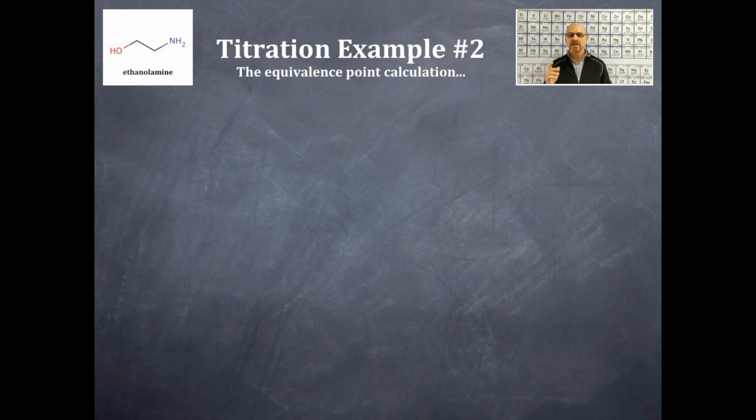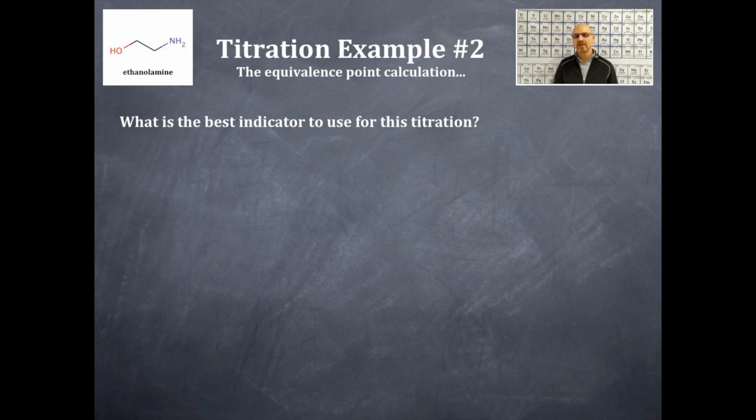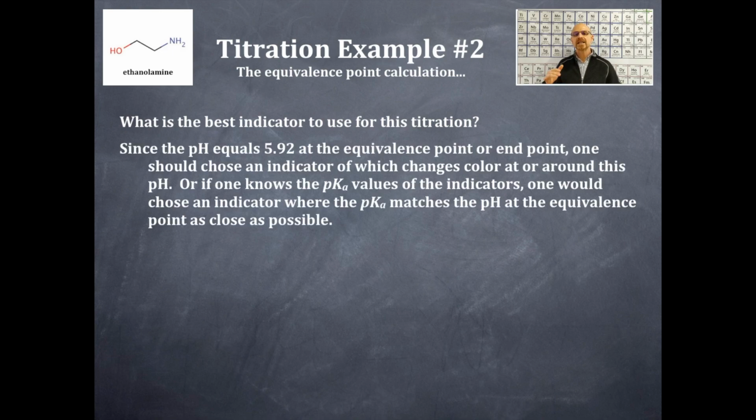Okay? So what is the best indicator to use for this titration at the equivalence point? And what matters is the equivalence point pH. So since the pH at the equivalence point is equal to 5.92, one would choose an indicator which changes color at or around this pH. Or if one knows the pKa of the indicators, then one would choose an indicator where the pKa matches or closely approximates the pH at the equivalence point as much as possible.